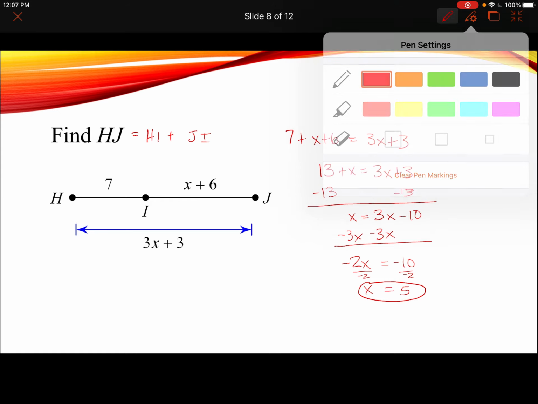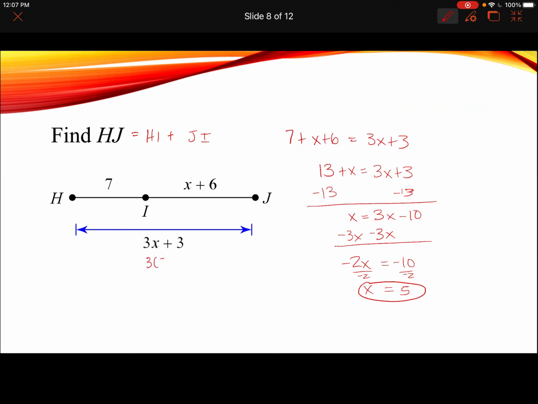So if x equals 5, this segment is going to be 3 times 5 plus 3, which is 15 plus 3, which is 18. And if x is 5 up here, 5 plus 6 equals 11. So 7 plus 11 equals 18. So that's how we know our work is correct.